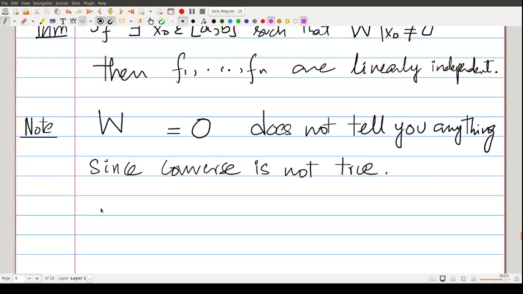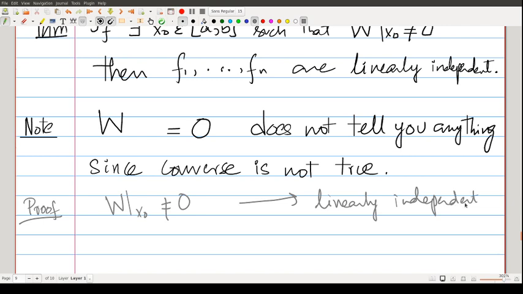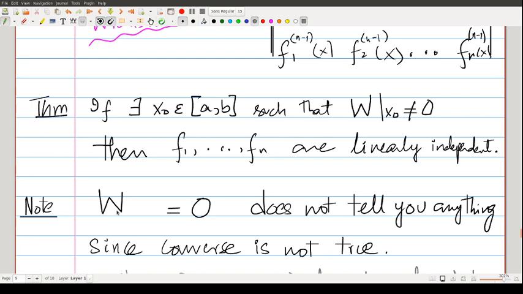And so let's try to prove this. We want to prove that the Wronskian being non-zero at some point implies f1 to fn are linearly independent. And I've written another note here: if the Wronskian is 0 at every point, it does not tell you anything, because this theorem doesn't tell you what happens when the Wronskian is 0. All it tells you is that when the Wronskian is non-zero, then the functions are linearly independent.